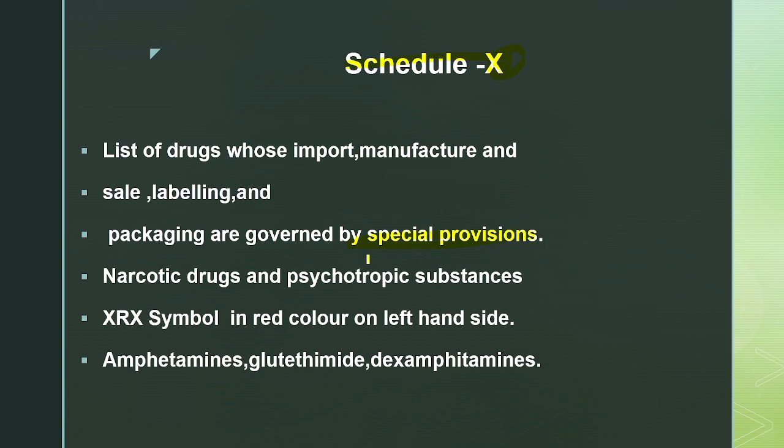Okay, and narcotic drugs and psychotropic substances also come under Schedule X. Okay, narcotic and psychotropic substances must come under Schedule X. And the XRX symbol stands for narcotic and psychotropic substances, like habit-forming drugs, and it is represented on the left hand side of the prescription. Okay, and the drugs coming under XRX are amphetamine, glutethimide and dexamphetamine. These are the list of drugs coming under Schedule X.